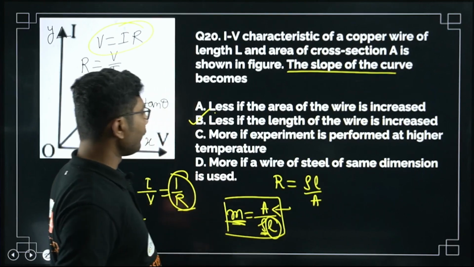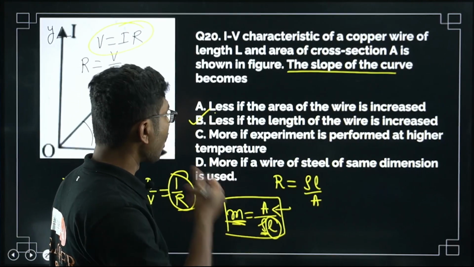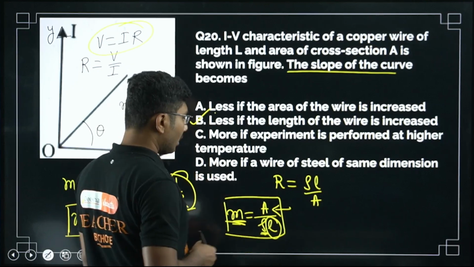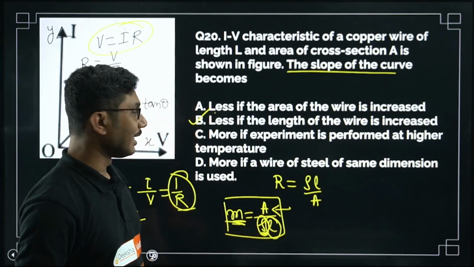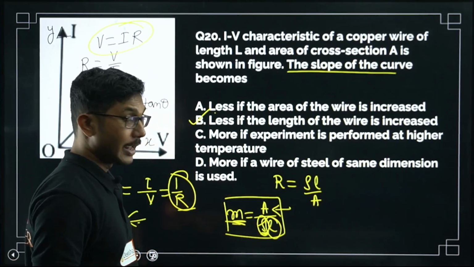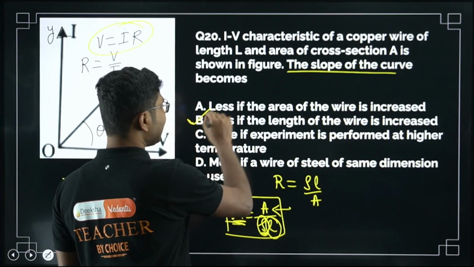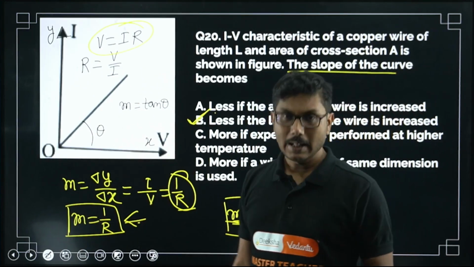More if a wire of steel of the same dimension is used. Copper again, in case of steel this will be a different value, it will be more. So in that case again M will be decreased. So less if the length of the wire is increased. That is the correct answer. Okay, now next question.